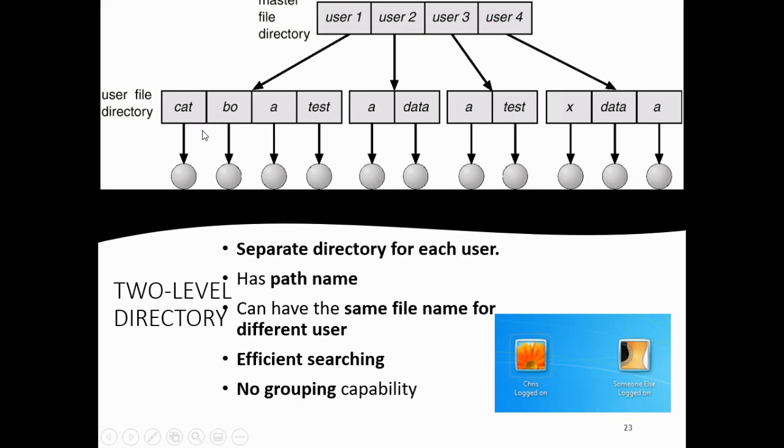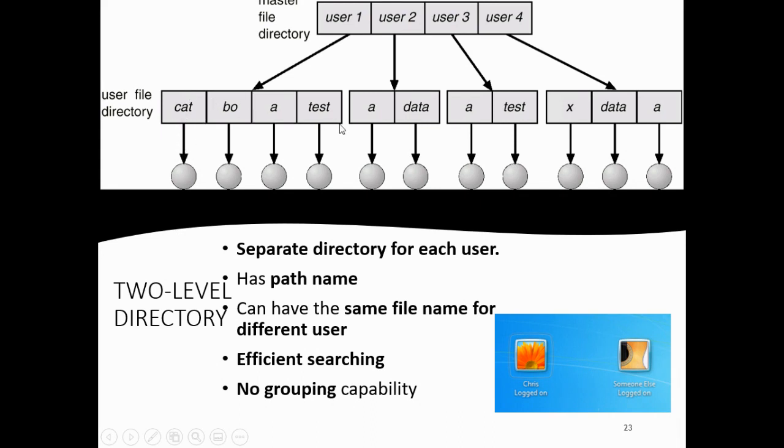Thus, you can do a search. Let's say you want to search the number of PDF files in user one, so you can do so. You can just search all the PDF files in user one's directory account. However, you are unable to do grouping. Let's say you want to group all your PDF files, all your Word document files. You are unable to do so simply because each folder can only have its own set of files.